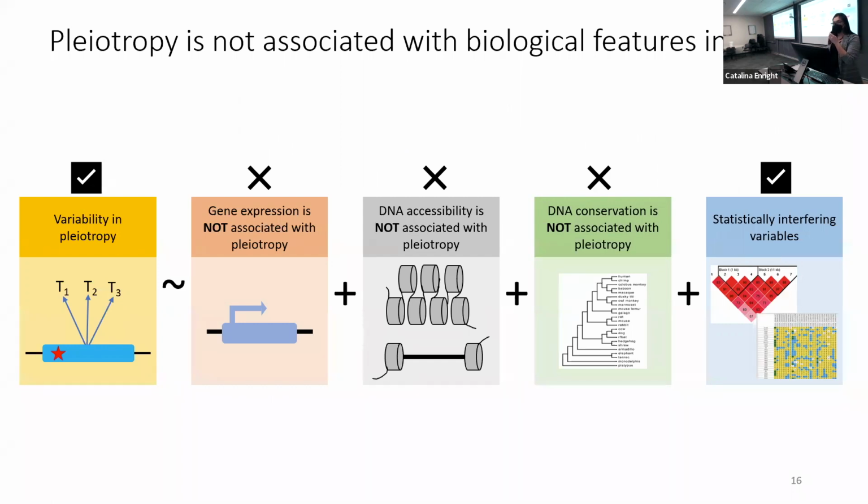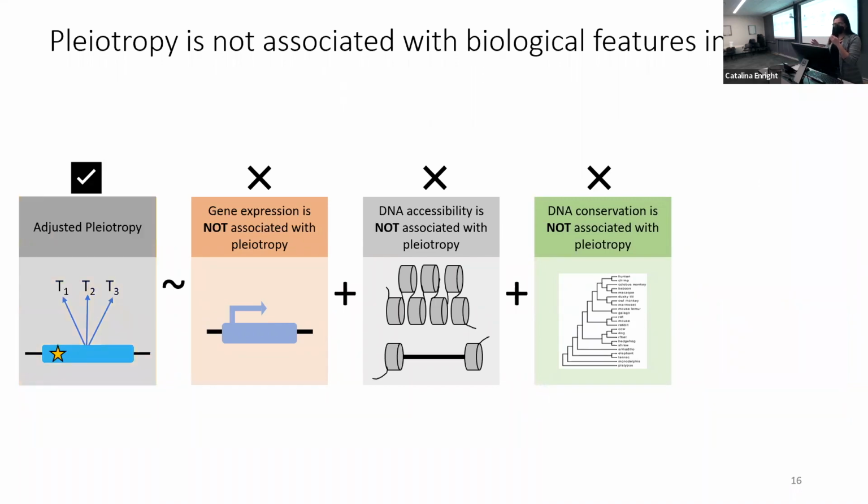And so I will note, even though I don't have time to show it today, we did create an adjusted pleiotropy statistic, removing all of the variance from those statistical terms, and still found the same relationship: gene expression, accessibility, and conservation isn't associated with pleiotropy compared to the permuted data.